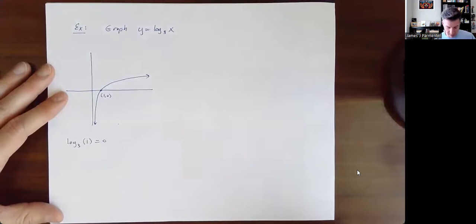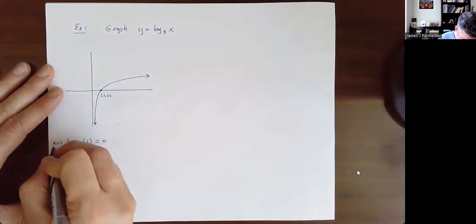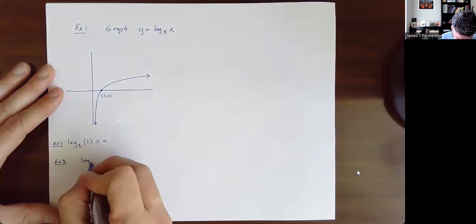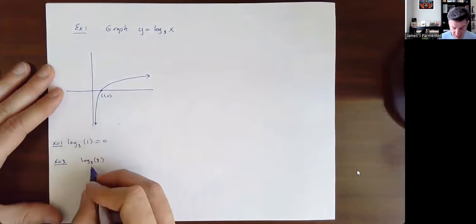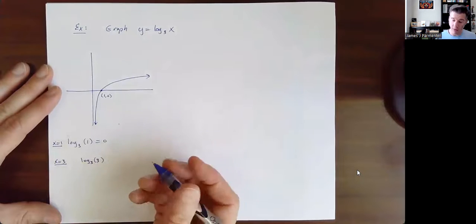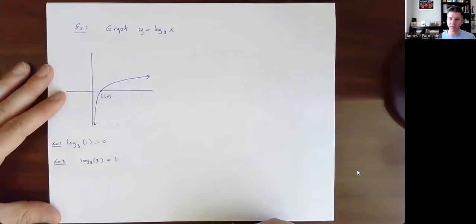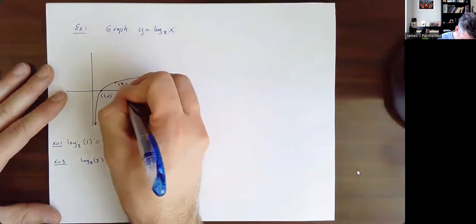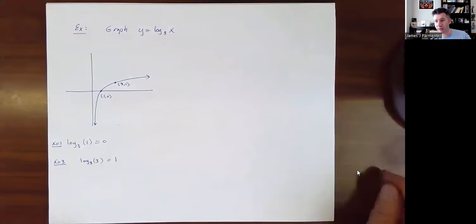And if you want one more point, I can also set x equal to 3. If I plug in 3, I get log base 3 of 3. And 3 raised to what power equals 3? Oh, 3 raised to the first power is equal to 3. So I could also plot the point (3, 1) if you really wanted to. Those don't look perfect. That's fine.